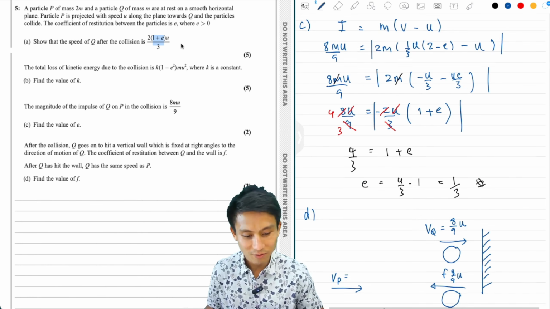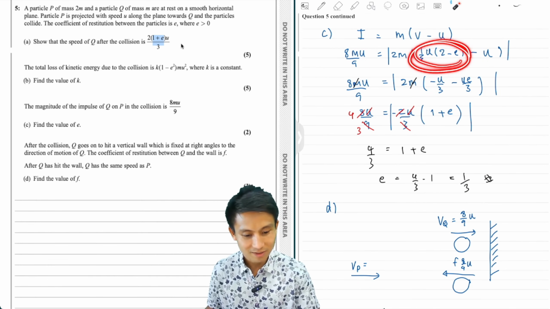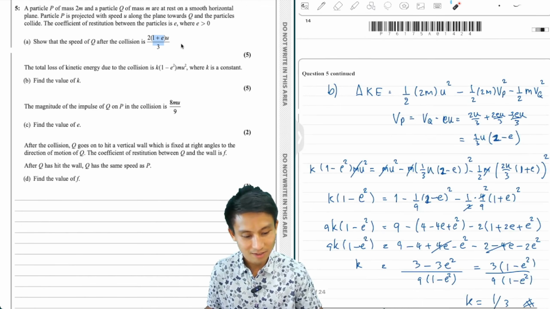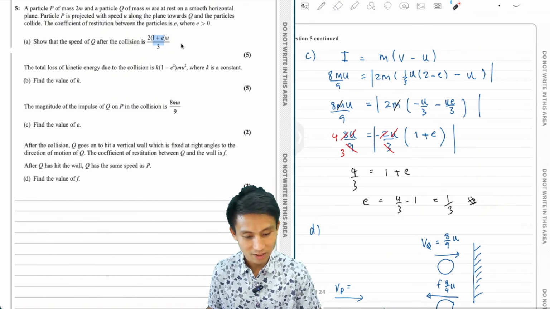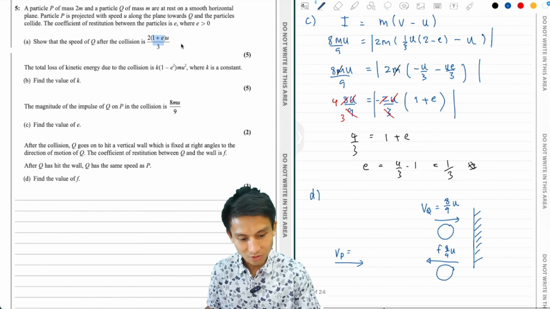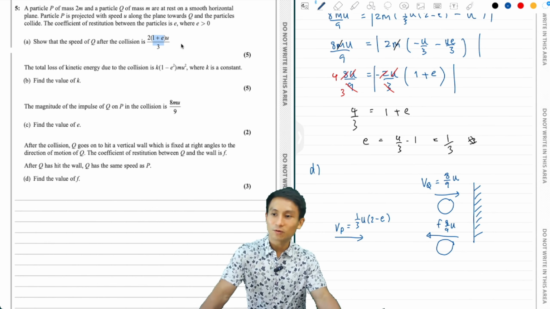VP was, we found it to be, wasn't it this guy? Yeah, it's this guy right here. It's 2 over u over 3. Yeah, it's the same as that. So it's 1/3 u2 minus e, and e is again 1 over 3.